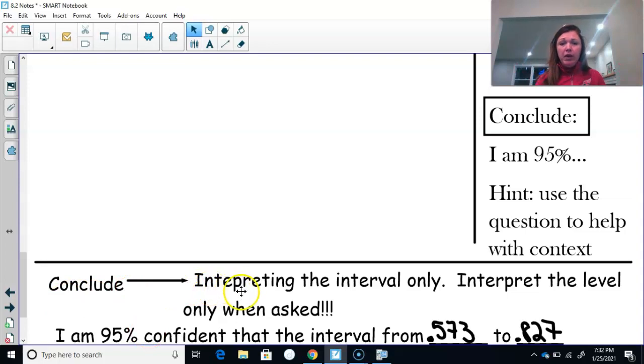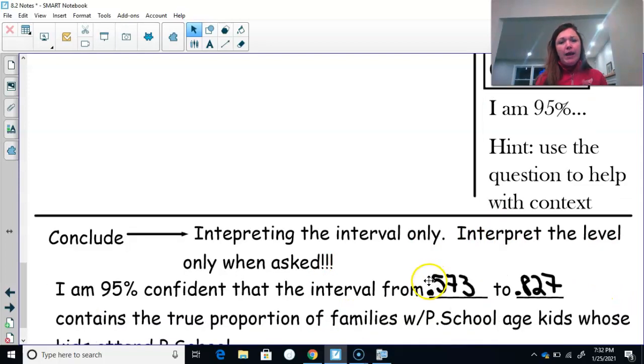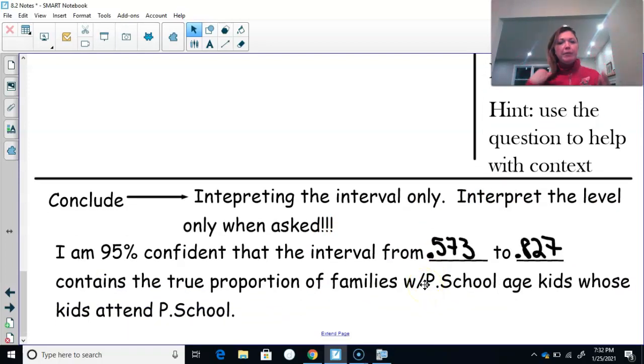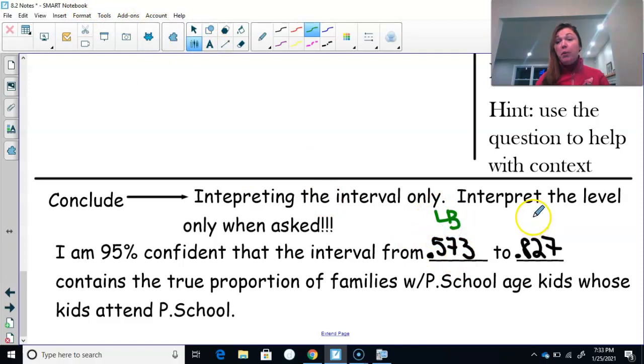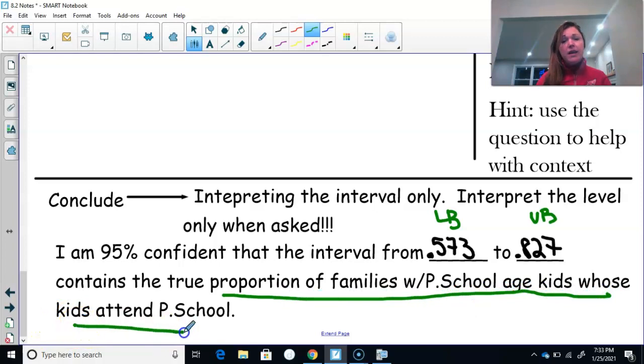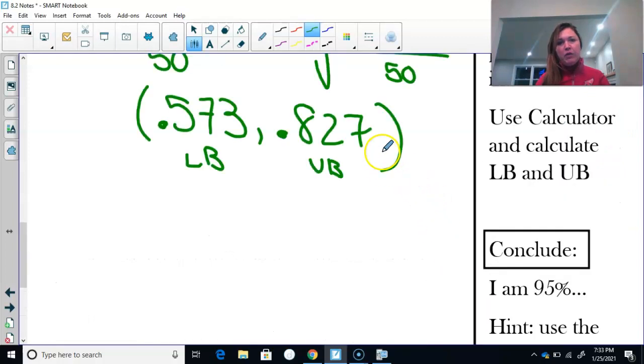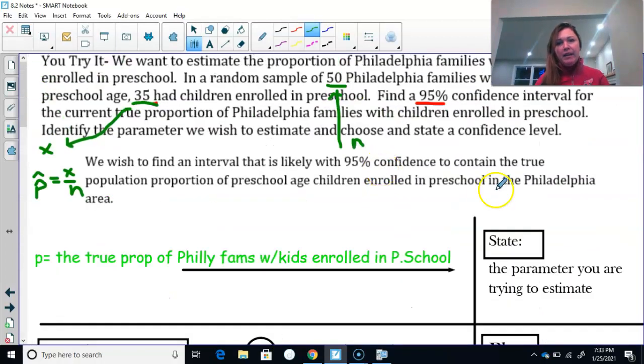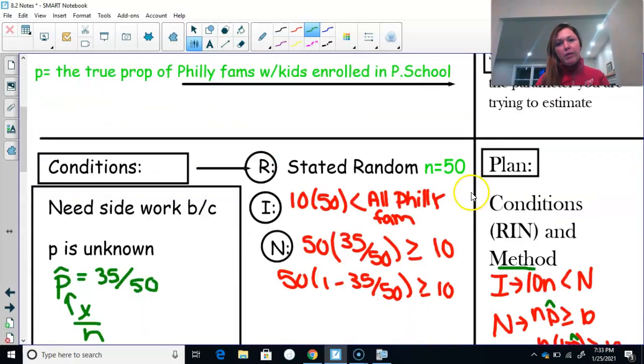Now, when you conclude, you're interpreting the interval only. You interpret the level only when asked, and I'll talk about the difference a little bit later. So we're 95% confident that the interval from 0.573, that's our lower bound, to 0.827, that's our upper bound, contains the true proportion of families with preschool age kids whose kids attend preschool. Use the question to help with context if you need. If you go up here, it says find a 95% interval that contains the proportion. Use that to help you if you're struggling with the context.